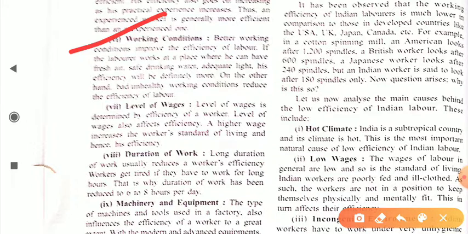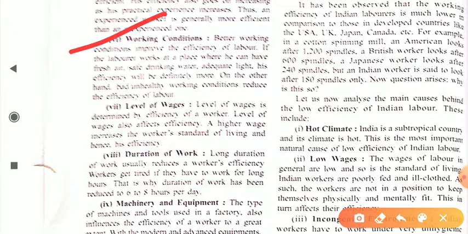Next is level of wages. This is our last point, the 7th point. Level of wages is determined by the efficiency of a labor, and level of wages also affects efficiency. A high wage increases the worker's standard of living and hence his efficiency. If you are paying low wage to the worker, then his standard of living will not increase, and if his standard of living is not increased, then it simply means the efficiency is not increased.